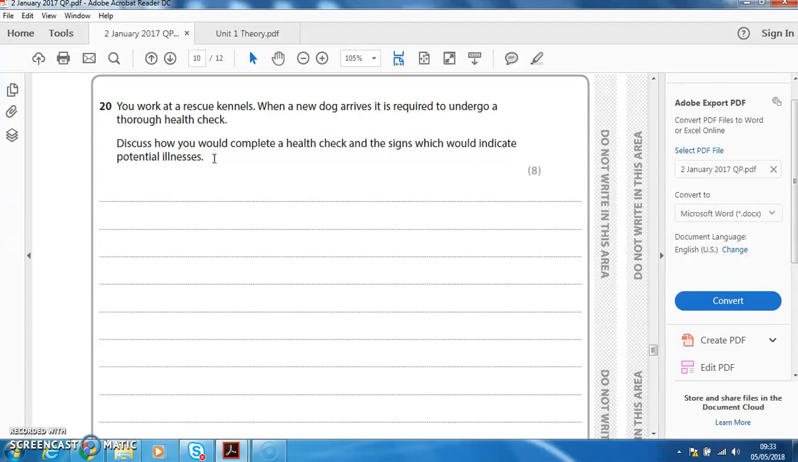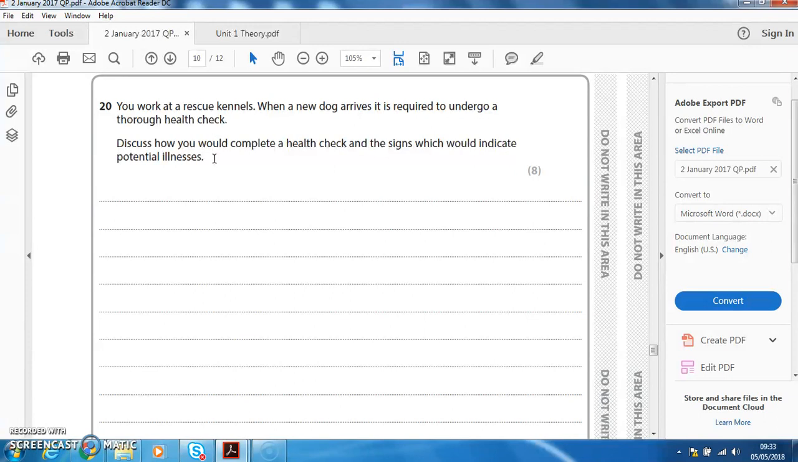You could do a weight check. Check its weight. If it's underweight, then it might indicate that it's not had enough food. It's not getting food. Or maybe it's got an illness such as worms.